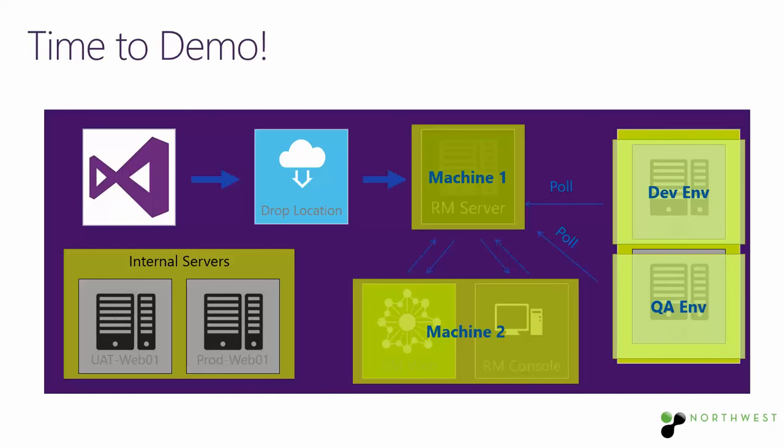So what we're going to do is kick off a build in Visual Studio. Once that build is complete, it's going to push it on over to the release management server, or machine 1. And then, using machine 2, we're going to control whether the dev environment approves that push, or the pull, excuse me. The dev environment will pull from the release management server and deploy it. Then QA will do the same thing, and lastly we'll finish off with UAT and production. So they're all going to be pulling from this release management server.